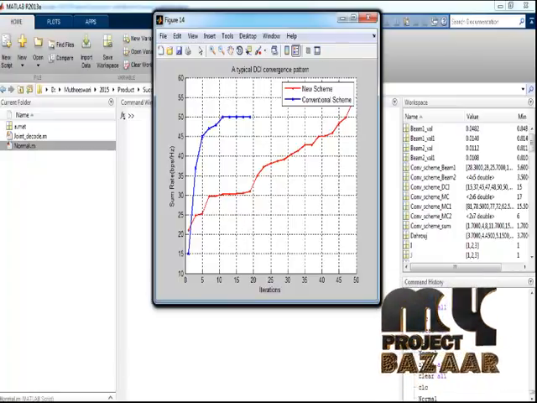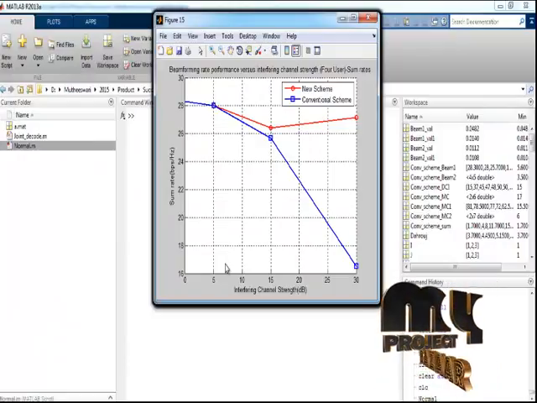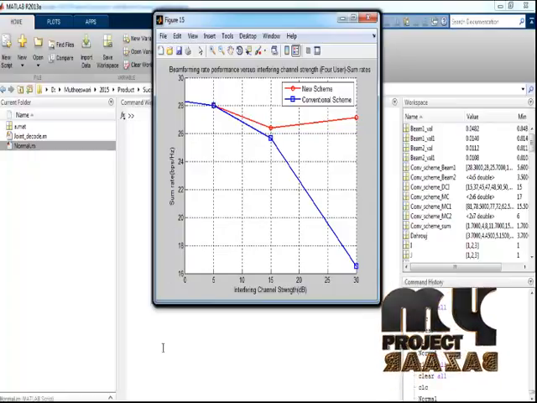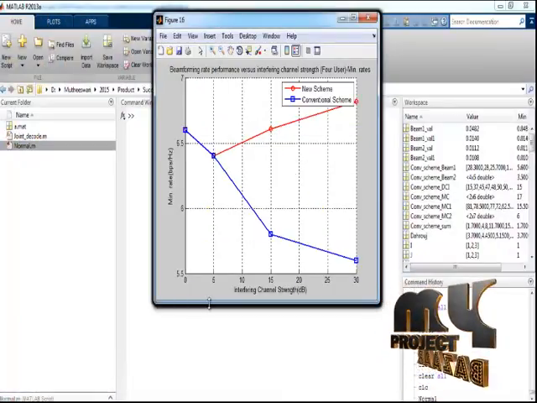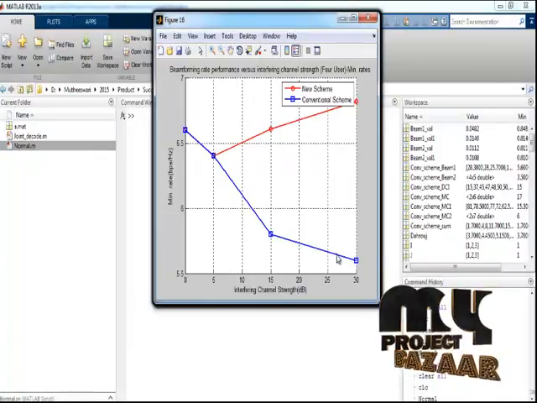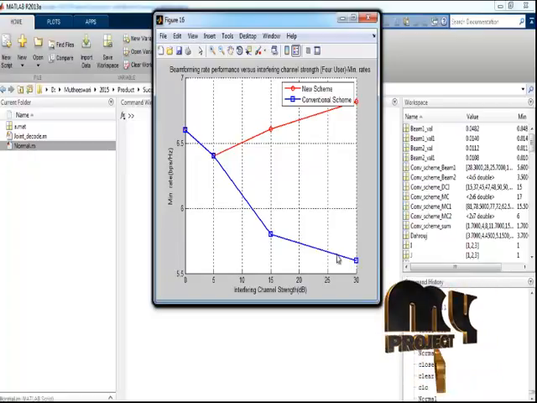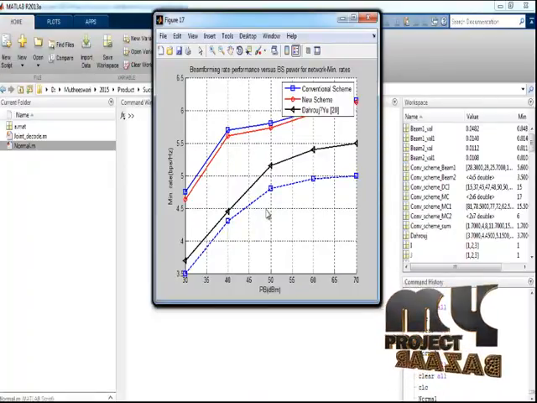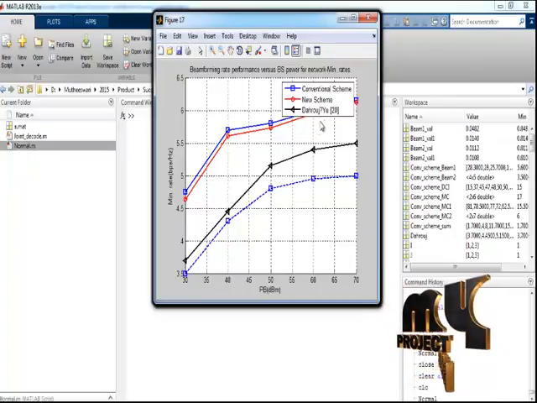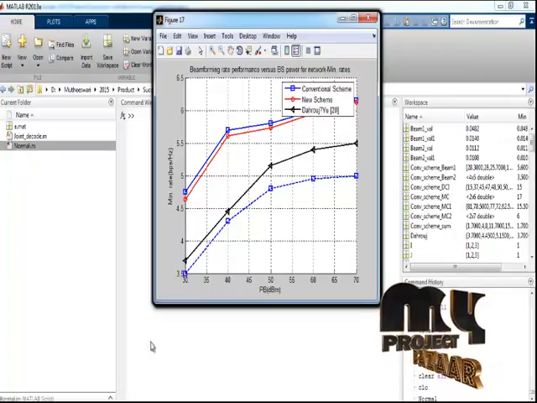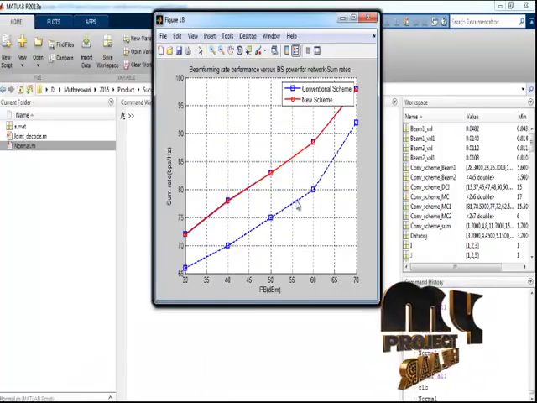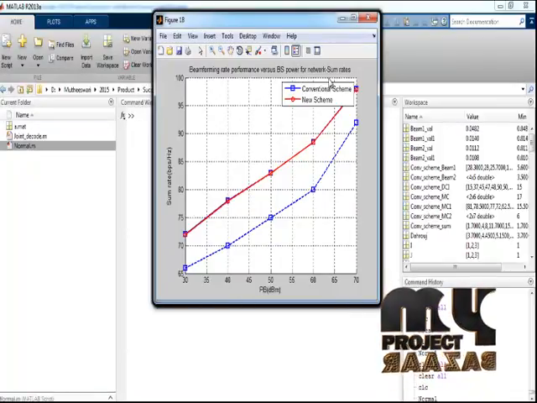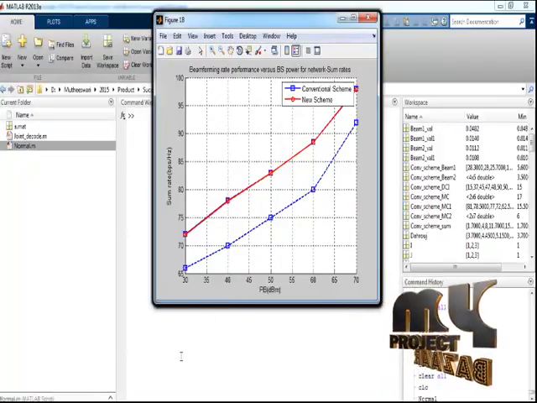This is the DCI convergence pattern between the new scheme and also the conventional scheme, and this is the beamforming rate performance versus interfering channel strength for 4 users, and also here we plotted the graph for sum rates between the new scheme and conventional scheme, and this is the same beamforming rate performance graph for 4 users in the case of minimal rate between the new scheme and conventional scheme, and this is the beamforming rate performance versus BS, that is base station power, for network minimal rates between the new scheme and conventional scheme, and this is the beamforming rate performance versus base station power for network sum rates between the new scheme and conventional scheme.